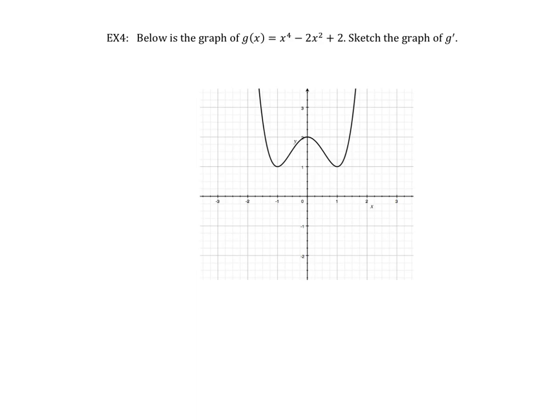And here I'm going to assume that this function's going to go on forever and ever, which it does if you look at the equation for g. And I'm going to go ahead and sketch the graph of the derivative directly on this graph. So again, what I want to look for is my peaks and valleys.